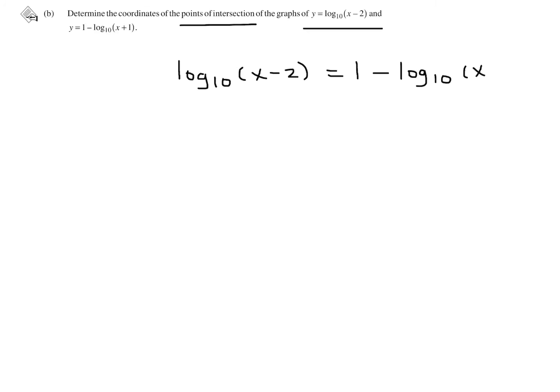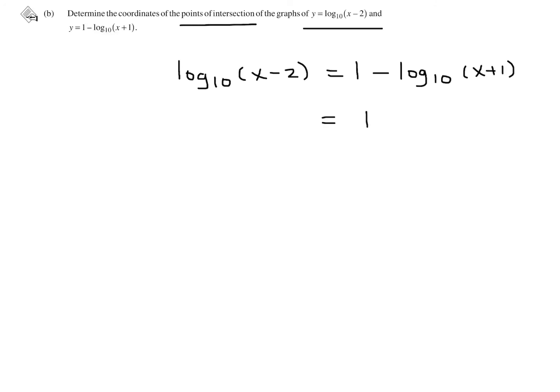Part B now for question number 6. Determine the coordinates of the points of intersection of the graphs y equals log of (x minus 2) to the base 10 and y equals 1 minus log of (x plus 1) to the base 10. All right, so they're both equal if they have points of intersection. So let them equal each other. Log of (x minus 2) equals 1 minus log of (x plus 1) to the base 10.